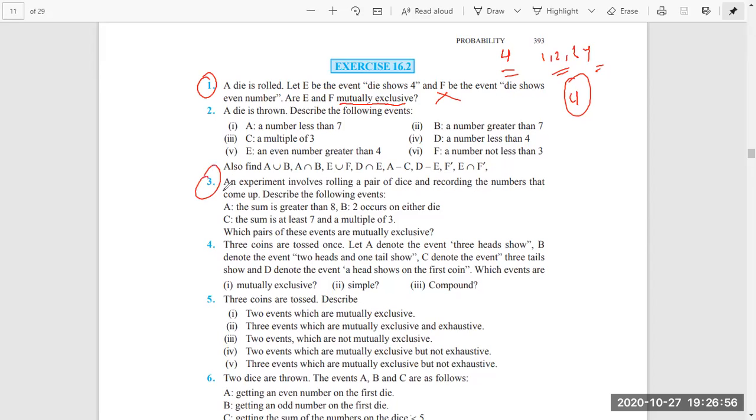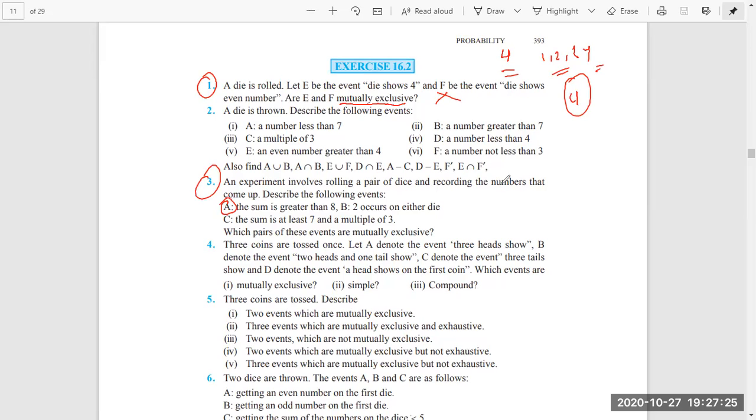So question number 3. An experiment involves rolling a pair of dice, which means 2 dice, and recording the number that comes up. Describe the following events. Part A: the sum is greater than 8. If you are throwing a pair of dice, can you describe the following events?